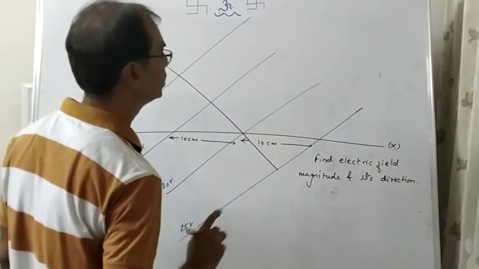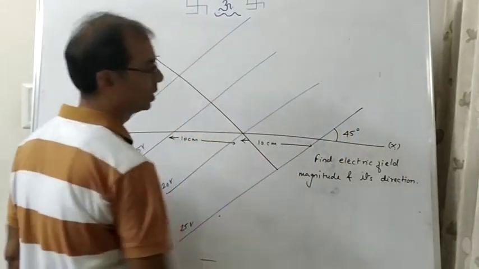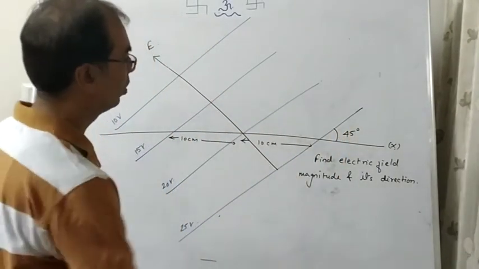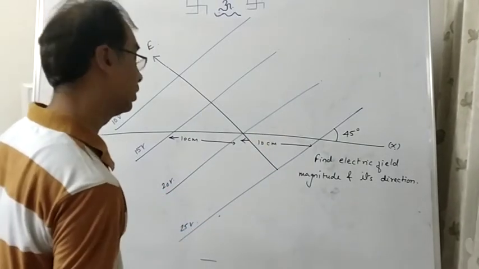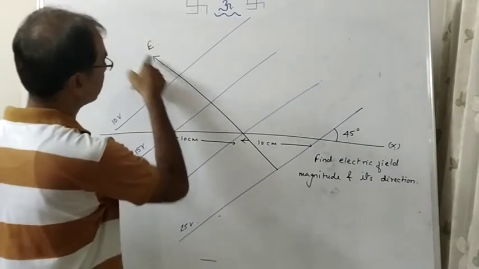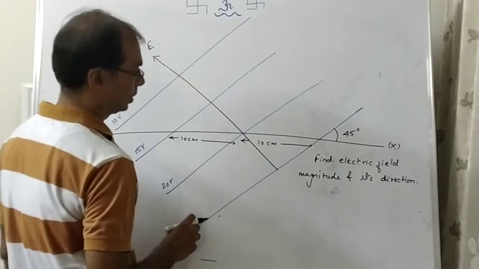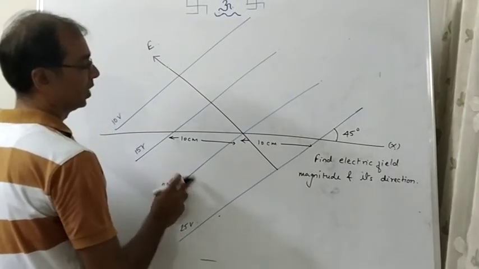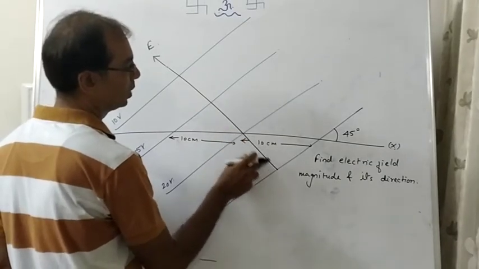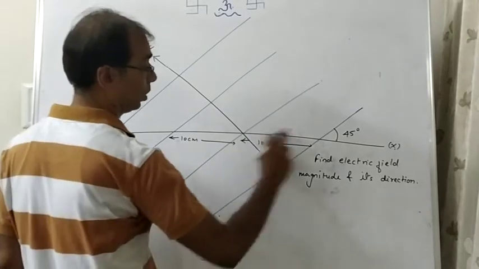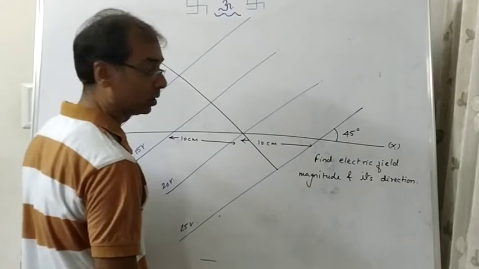One more piece of information is given in the question: these are 45 degrees. The angle of this equipotential surface with the x-axis is also given. So the electric field is like this. Now I already know this delta V is 5 volt, but I want to know what the separation between two equipotential surfaces is. Along the x-axis I know 10 centimeter, but I want the perpendicular, the minimum, shortest distance.